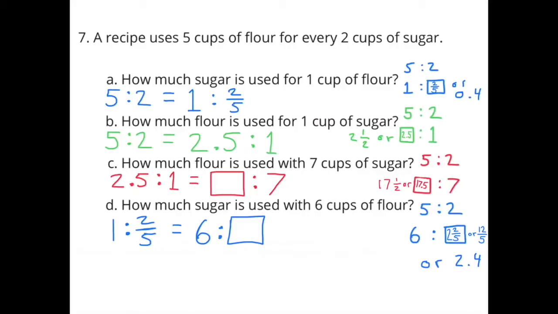D. How much sugar is used with 6 cups of flour? So a 5:2 ratio is the same as 1:2/5, which is equal to 6:2/5 times 6, that is 6 to 2 2/5. So if you used 6 cups of flour, you'd have to use 2 2/5 cups of sugar.